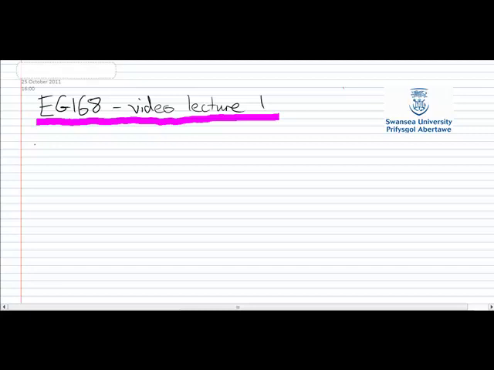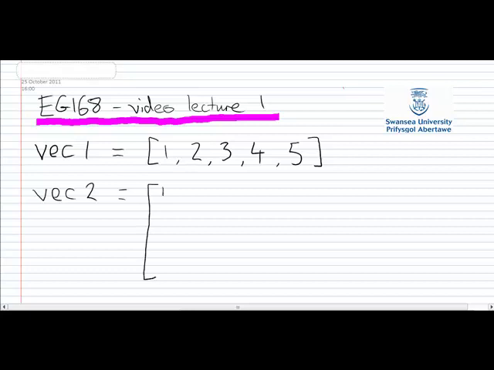So a vector, let's create an arbitrary vector 1, and let's just say it's the list of numbers 1, 2, 3, 4, 5. And if they are sitting in a row like that, we would call this a row vector. We could take the same set of numbers and create vector 2, but this time organize them in a column. And we would refer to this as a column vector.